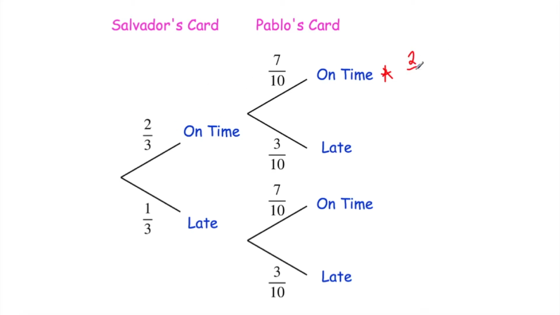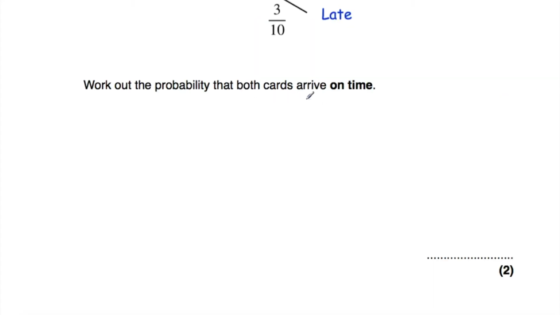So we would do 2/3 multiplied by 7/10. And to multiply fractions, you just multiply the numerators and multiply the denominators. So 2 times 7 is 14, and 3 times 10 is 30. So that would be 14/30. So the probability that both cards arrive on time would be 14/30, or you could simplify it to be 7/15. And if you got that, well done.